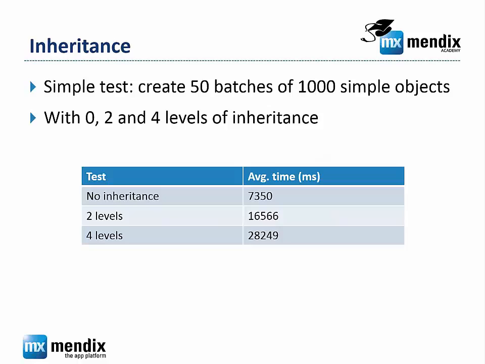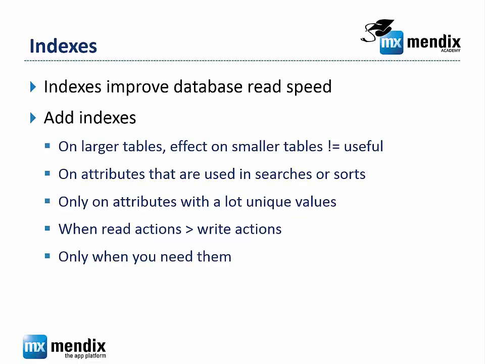So this is a simple test case created by my coworkers. If you create 50 batches of 1,000 simple objects, this is the average time the activities would take to work with those objects. If there is no inheritance, you can see the speed. With inheritance, the time pretty much increases at a very fast rate. So you definitely want to avoid having 2 or 4 levels of inheritance.